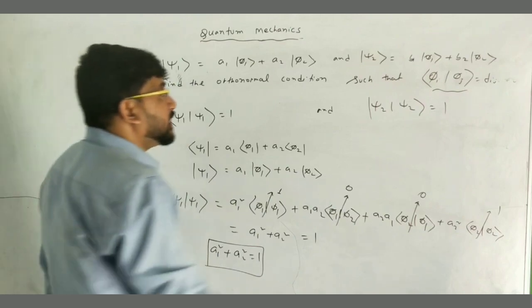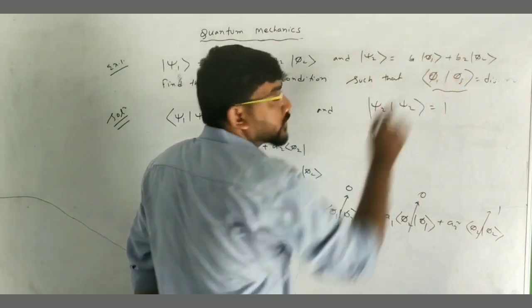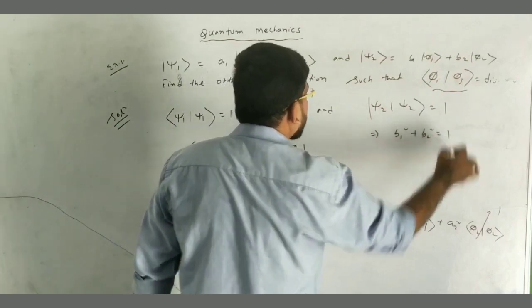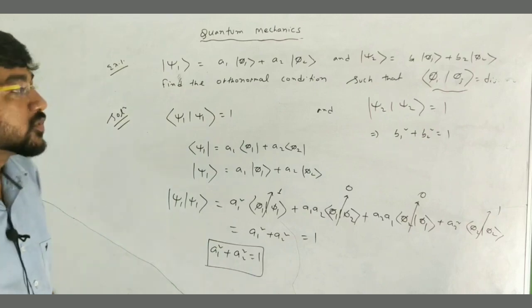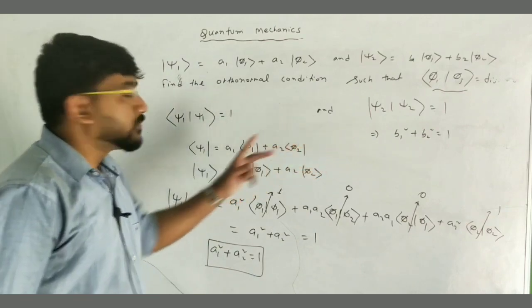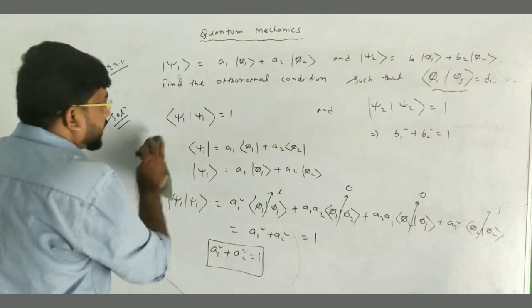Similarly, if you multiply psi 2 with psi 2, then what you will get? b1 square plus b2 square. So, from here you will get b1 square plus b2 square equal to 1. So, you will get two conditions from these two equations, and we will get another two conditions for the orthogonal condition. Okay. So, let me write that also.